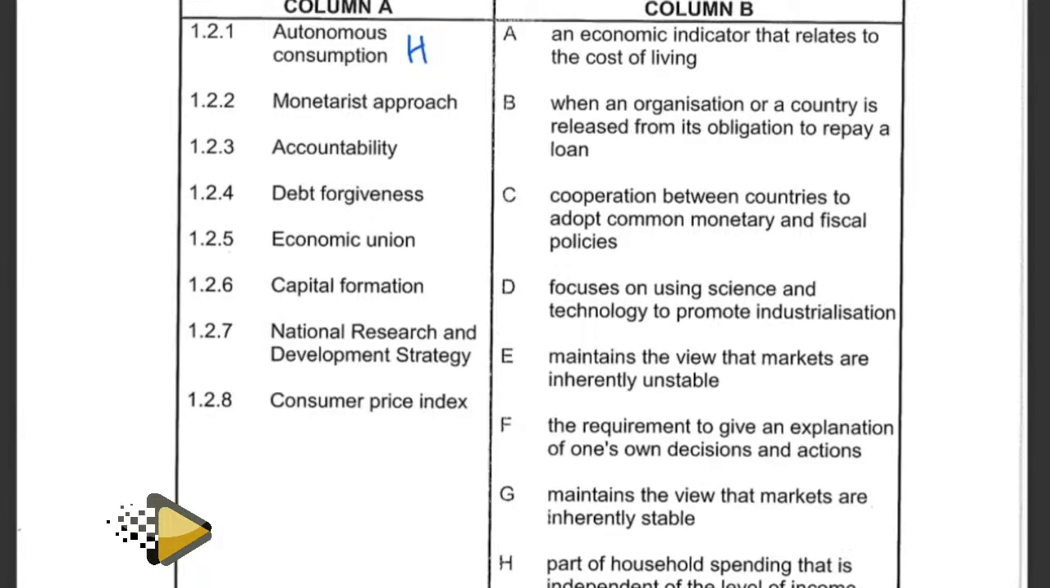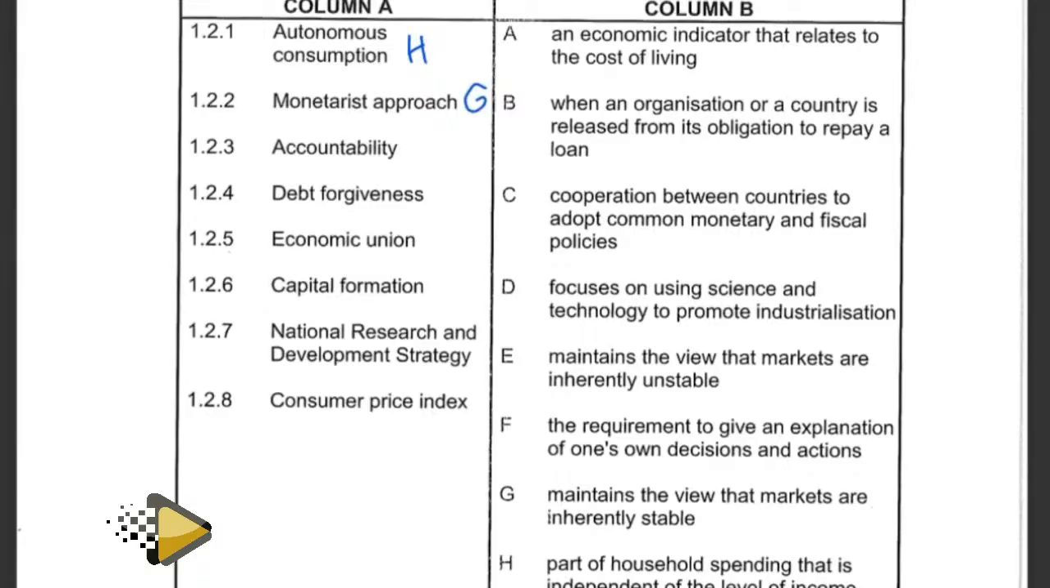So now if we check the options given in column B, we see that the appropriate answer in this regard is G, that says maintains the view that markets are inherently stable. So it means that our appropriate answer in this regard is going to be G. Okay, right, grade 12. So now let's move on to the next question.